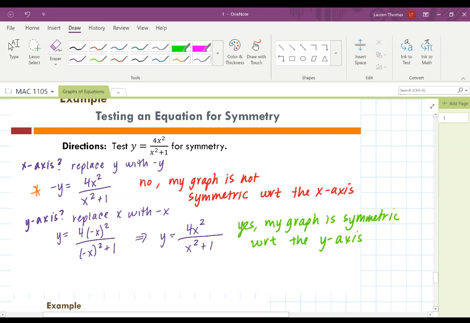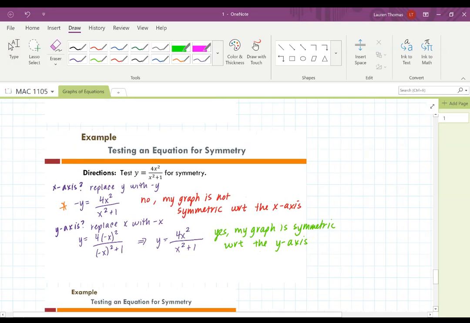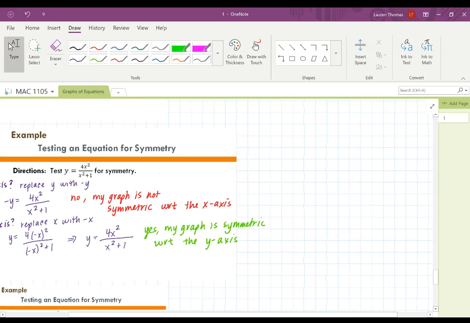Awesome. So the last one that I have to test for is the origin. All right, let's see if I can get some more space. There we go. All right, so the last one I have is the origin. If I am testing for the origin, I am replacing both of my variables. So I'm going to replace x with negative x and y with negative y.